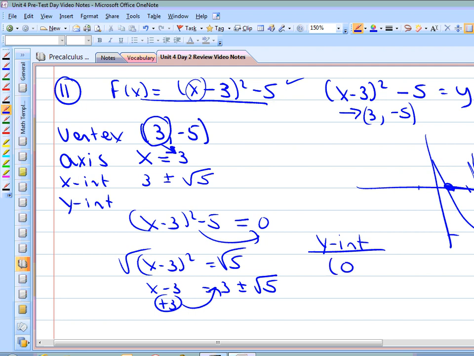So we're going to put in a 0 for x. So (0 - 3)² - 5. All right, 0 minus 3 is -3. (-3)² is 9, minus 5. 9 minus 5 is 4. Your y-intercept is at 4. So it would be at (0, 4).